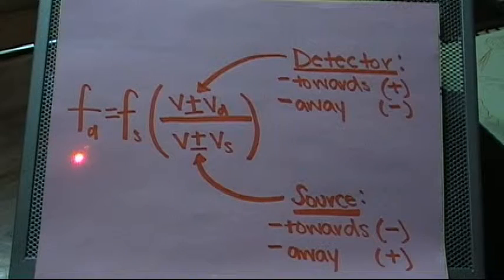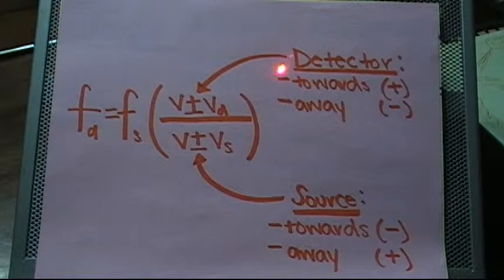The applicable formula is the frequency of the detector equals the frequency of the source times the velocity plus or minus the velocity of the detector over the velocity plus or minus the velocity of the source.